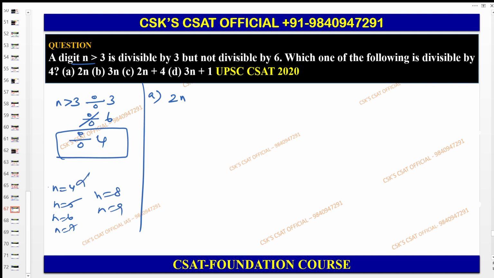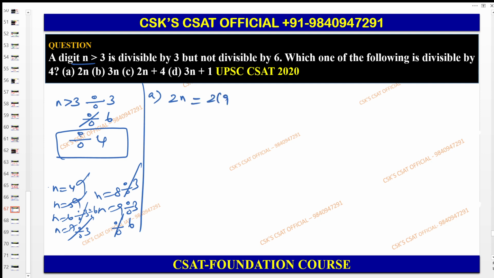This is not divisible by 3, leave it. This is not divisible by 3, leave it. This is divisible by 3 and also divisible by 6. Since it must be divisible by 3 but should not be divisible by 6, we are not taking this one. So we are not taking this, since it doesn't satisfy. Here also it doesn't satisfy. Now check here. 9 is divisible by 3 but not divisible by 6. This condition is satisfied here. Then take n equal to 9.